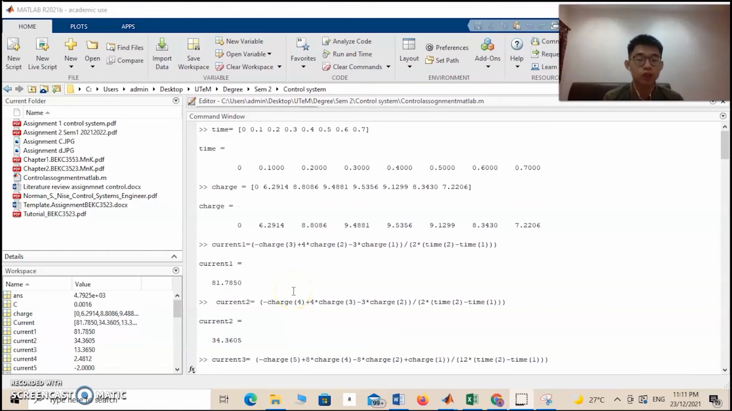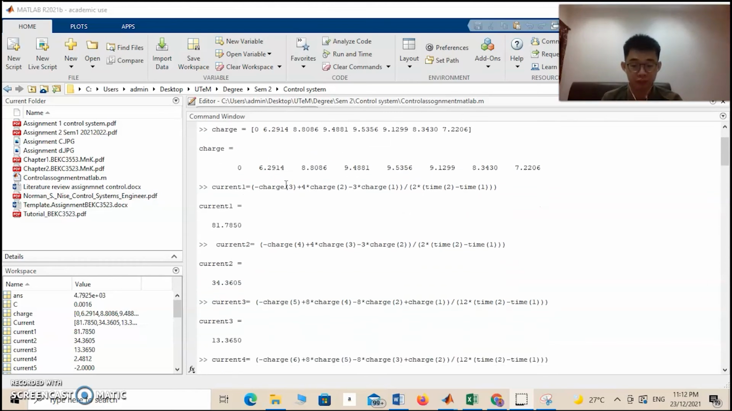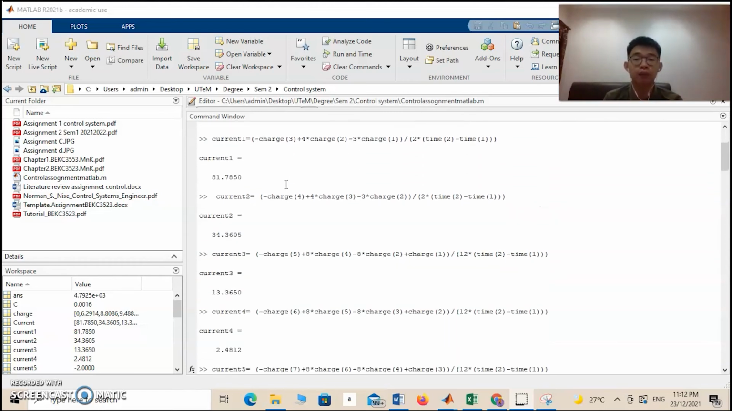My name is Yap Zishan, and today I'm going to proceed with the next part of our presentation, which is proving the answer we obtained from Excel with MATLAB. First, I'm going to key in the data for both time and charge given in the question in an array form. Next, we know that the current can be obtained by differentiating the charge.